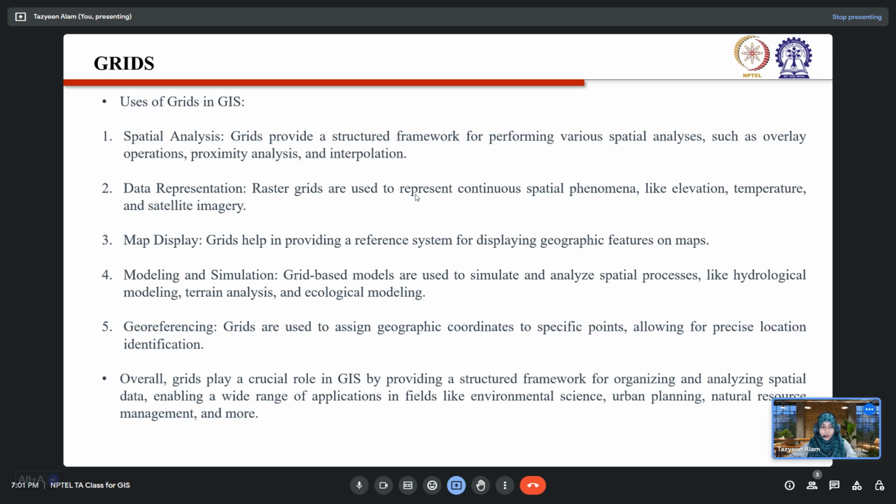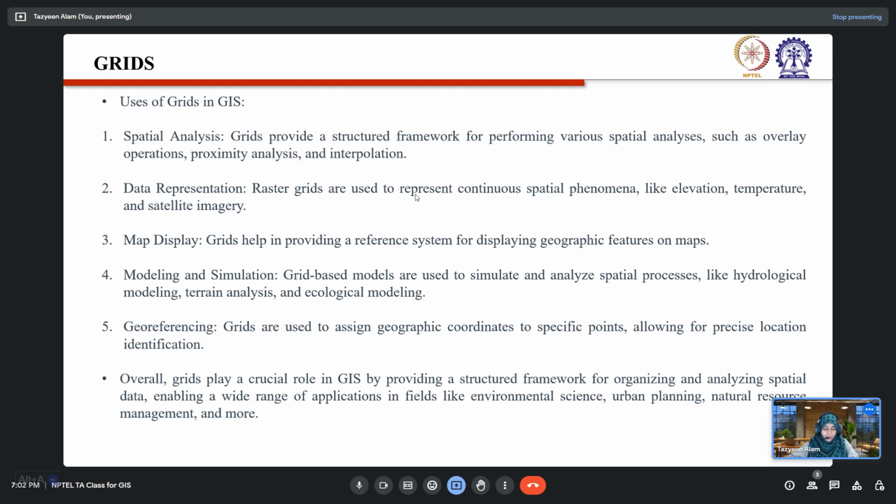The third use is map display. Grids help us in providing a reference system for displaying geographic features on a map. So map display can be done very easily using grids in a GIS. The fourth use is modeling and simulation. Grid-based models are used to simulate and analyze spatial processes like hydrological modeling, terrain analysis, and ecological modeling. The fifth and last use of grids that we have classified is georeferencing.